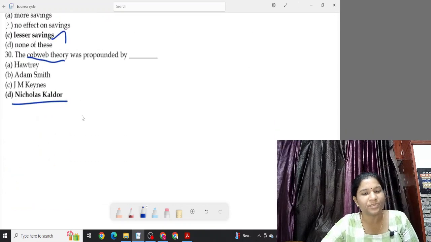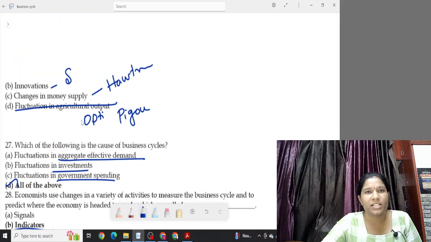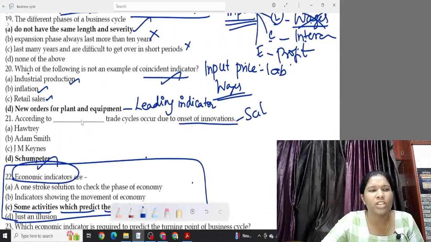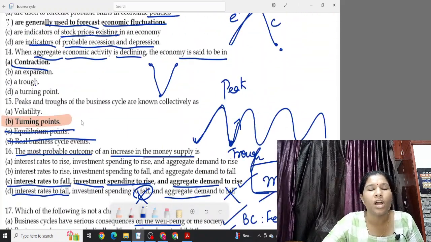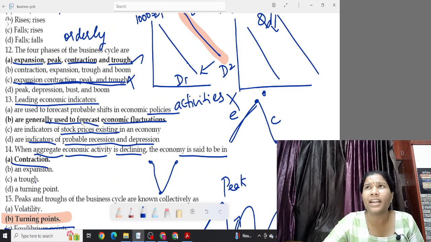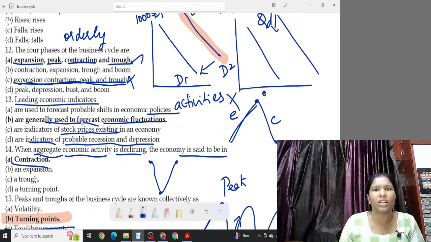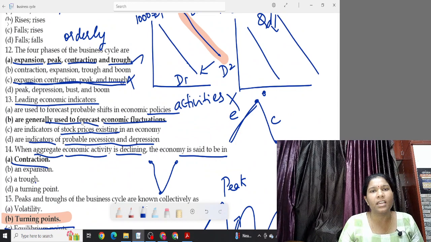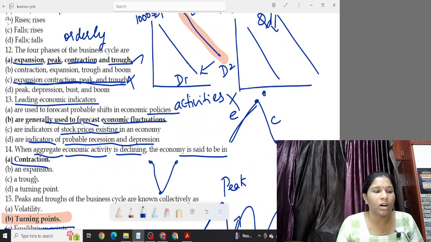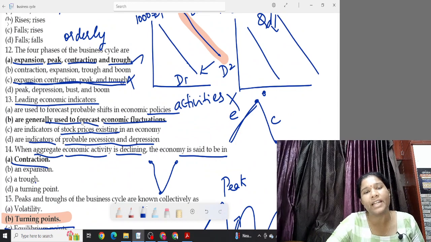Okay, we finished the business cycle, 31 marks given. So this should give you a great idea about how to attend the questions from business cycle, and you can also take the mock test papers and find the time to check out all the questions from business cycle. If you have any doubt, please do ask me.